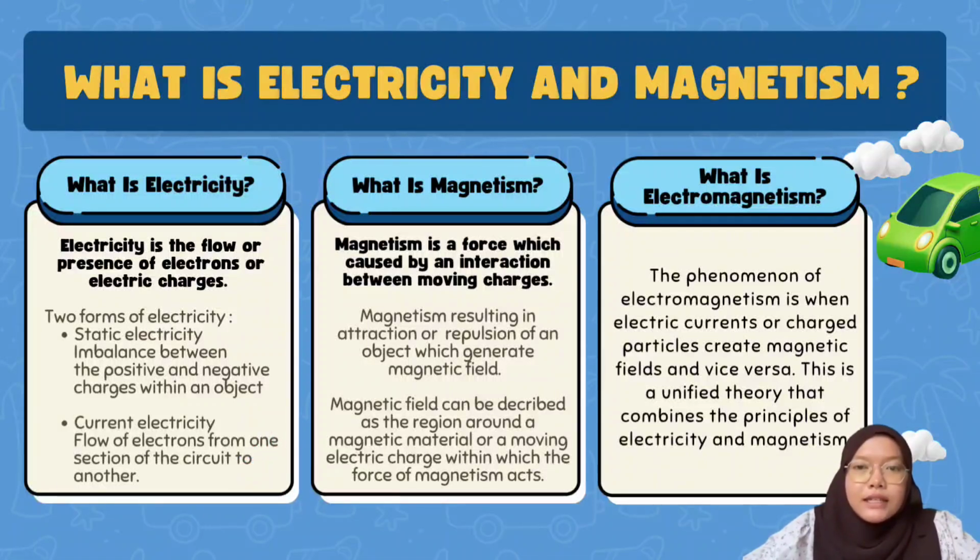And the final one is, what is electromagnetism? Electromagnetism combines the principles of electricity and magnetism. It's the phenomenon where electric currents or charged particles create magnetic fields and vice versa. This forms a unified theory that explains how these forces interact and are deeply connected. Understanding this concept is critical because electricity and magnetism play crucial roles in technologies we use daily, from powering our homes to enabling electric vehicles.